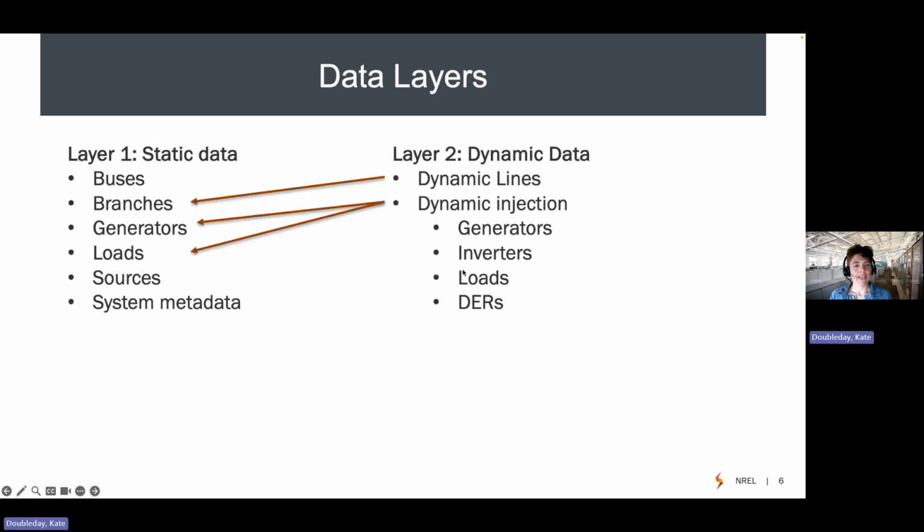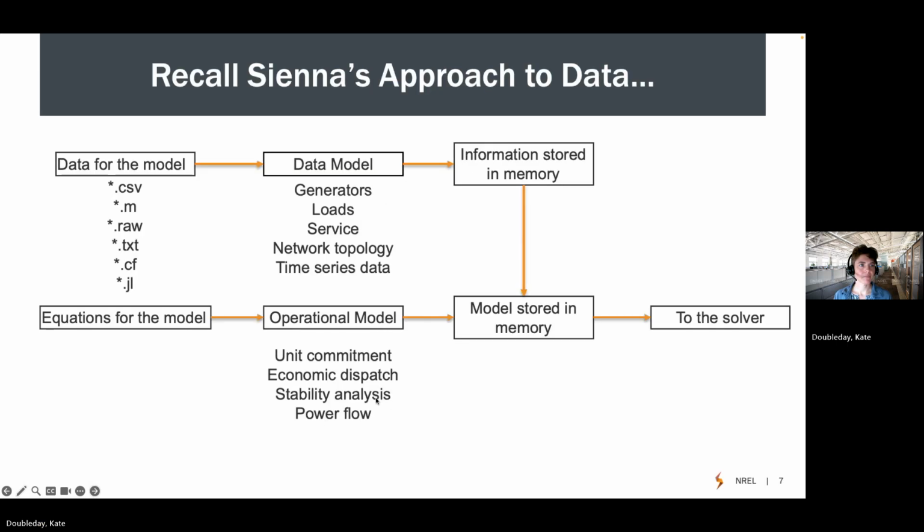The second layer is dynamic data that specifically defines the dynamic response for branches, generators, loads, and this differentiation is similar to how PSSE has a raw file that contains the foundational data and a DYR file that contains the additional parameters for dynamic simulations. So this is all additional data attached to static components within the system.